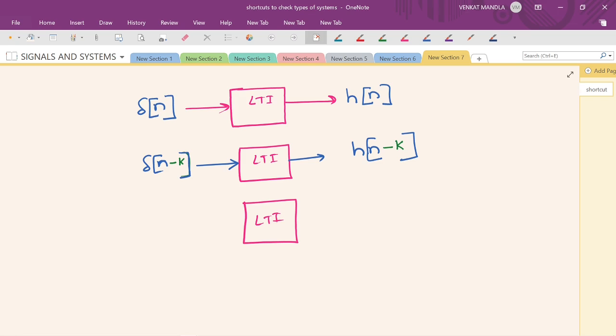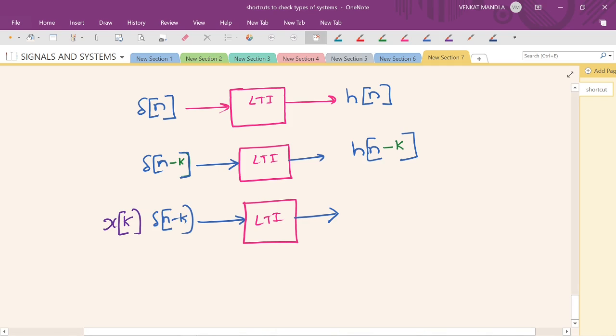Next, same steps. Whatever steps I wrote in the continuous time case, the same steps I am going to write. Here I will multiply this input with some x of k. Delta of n minus k is already there, and h of n minus k is already there. So I multiplied with x of k, some constant. Because the system is a linear system, it must obey the homogeneity condition, so the output also gets multiplied by x of k. Now I will sum up.